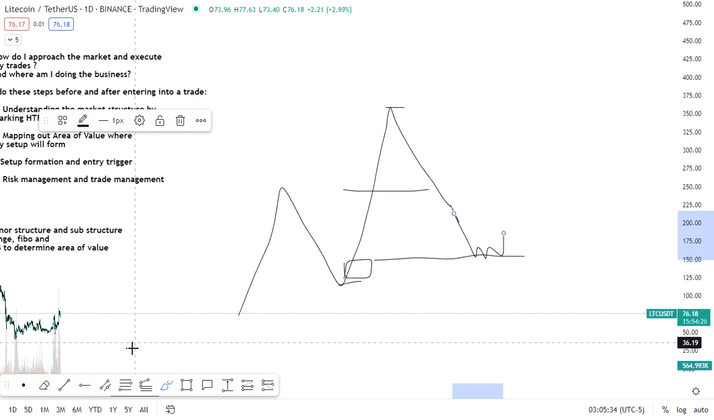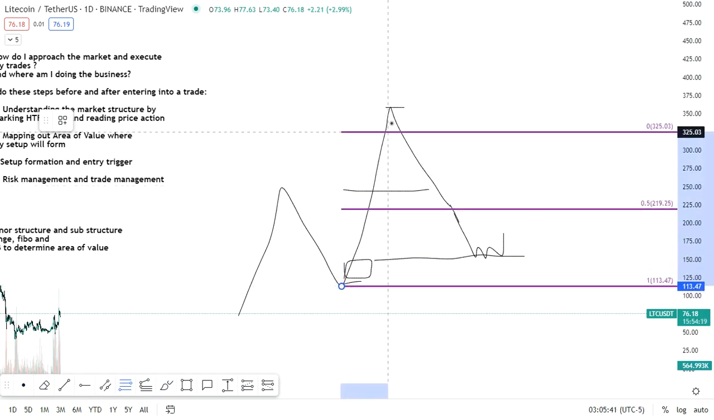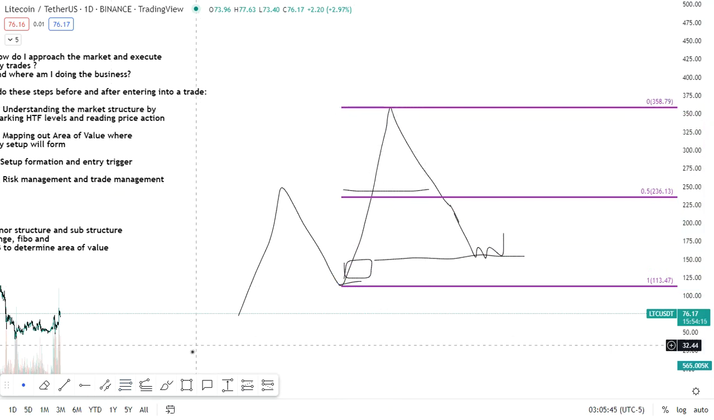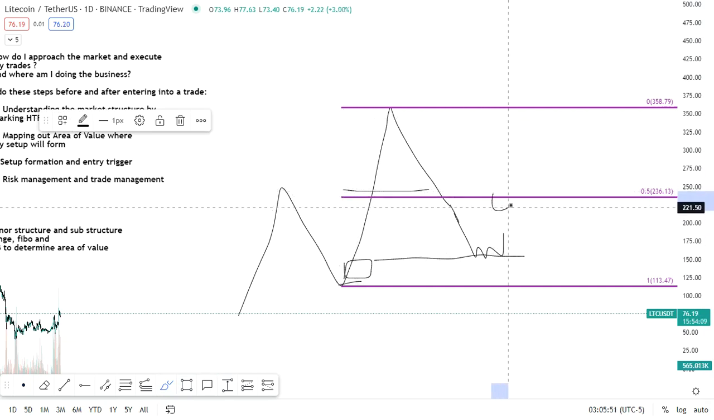Or you might be using ranges, like this is the swing low and this is the swing high. So where will you be doing the business? Area of value on a range is mid range or low of the range. How will you be trading it?